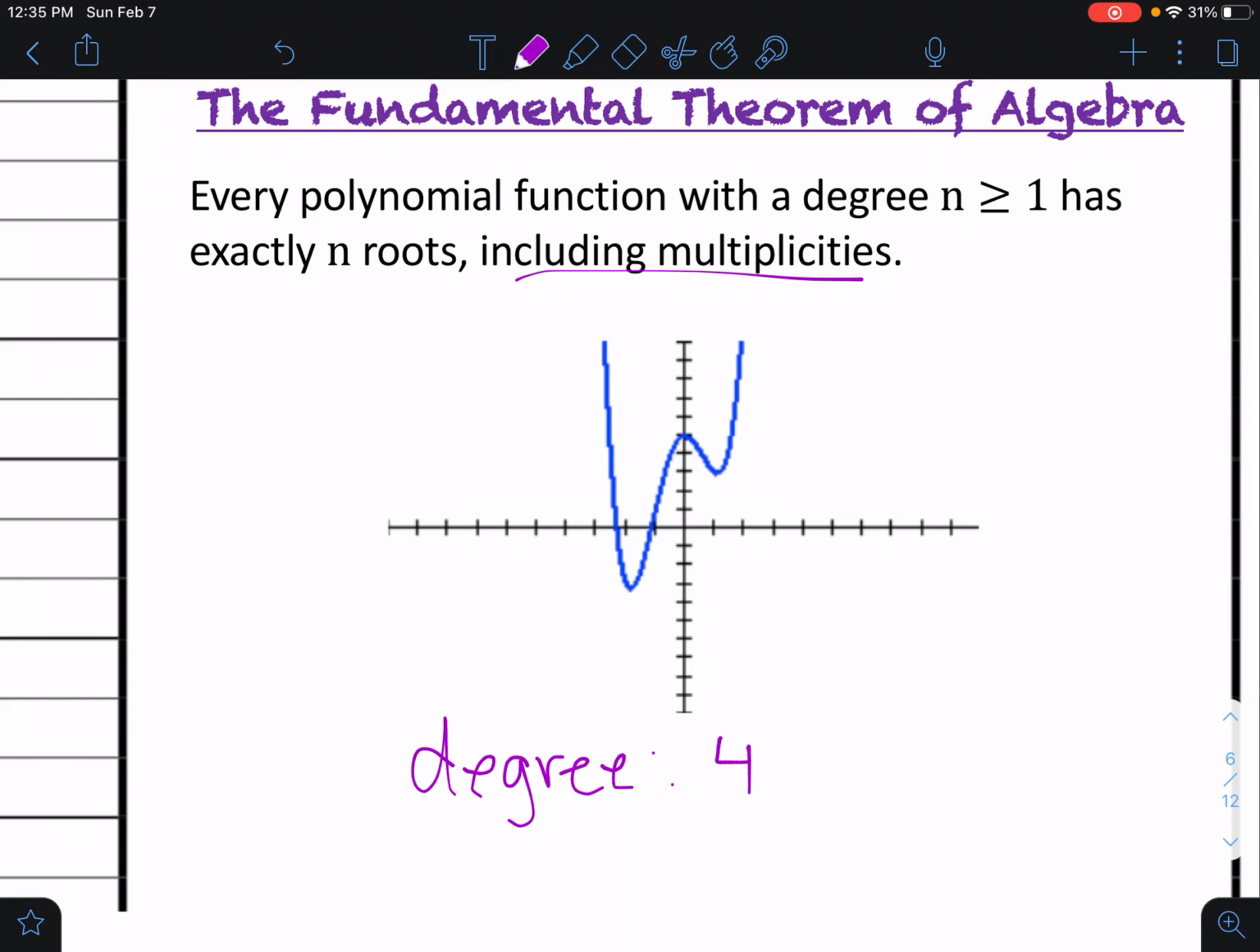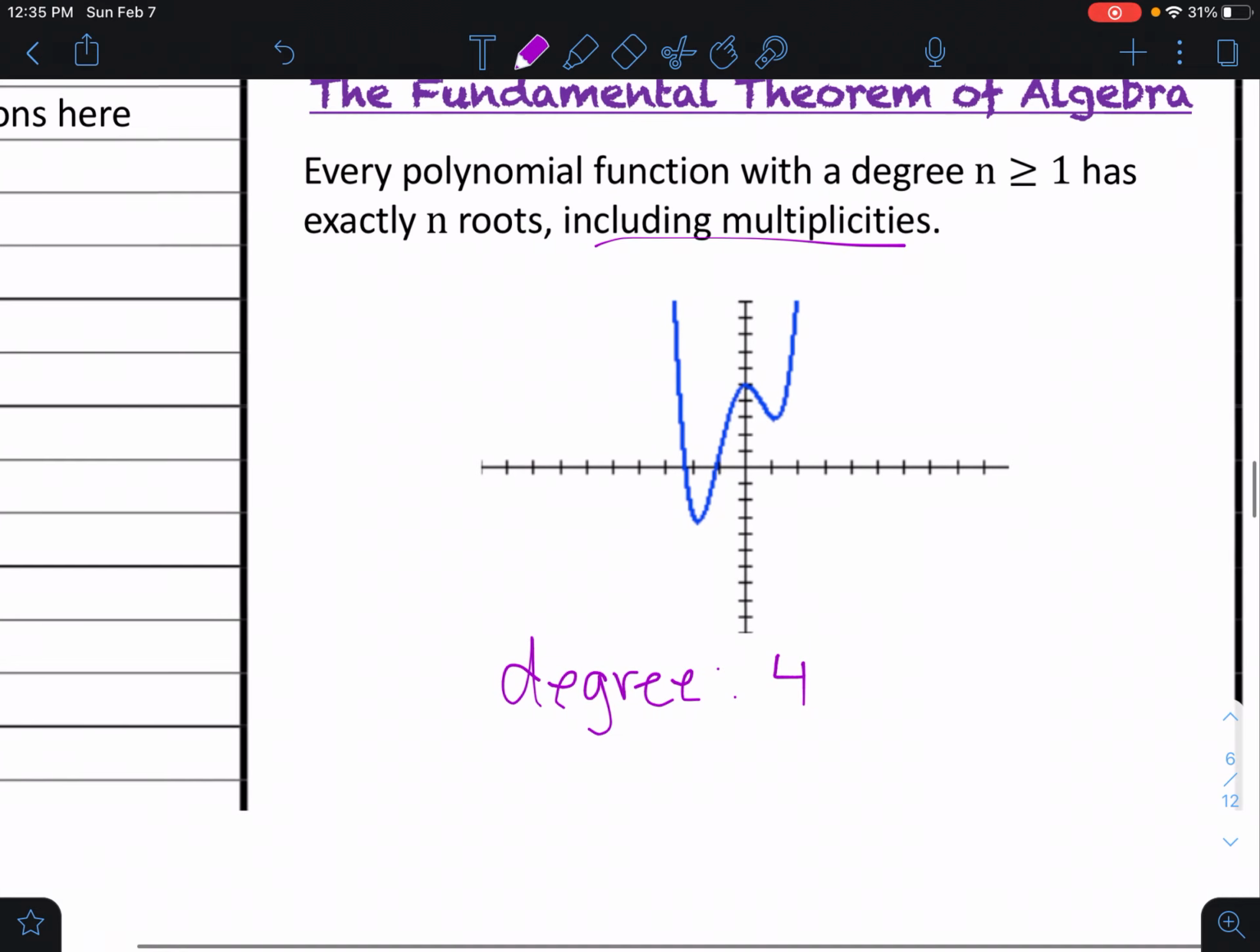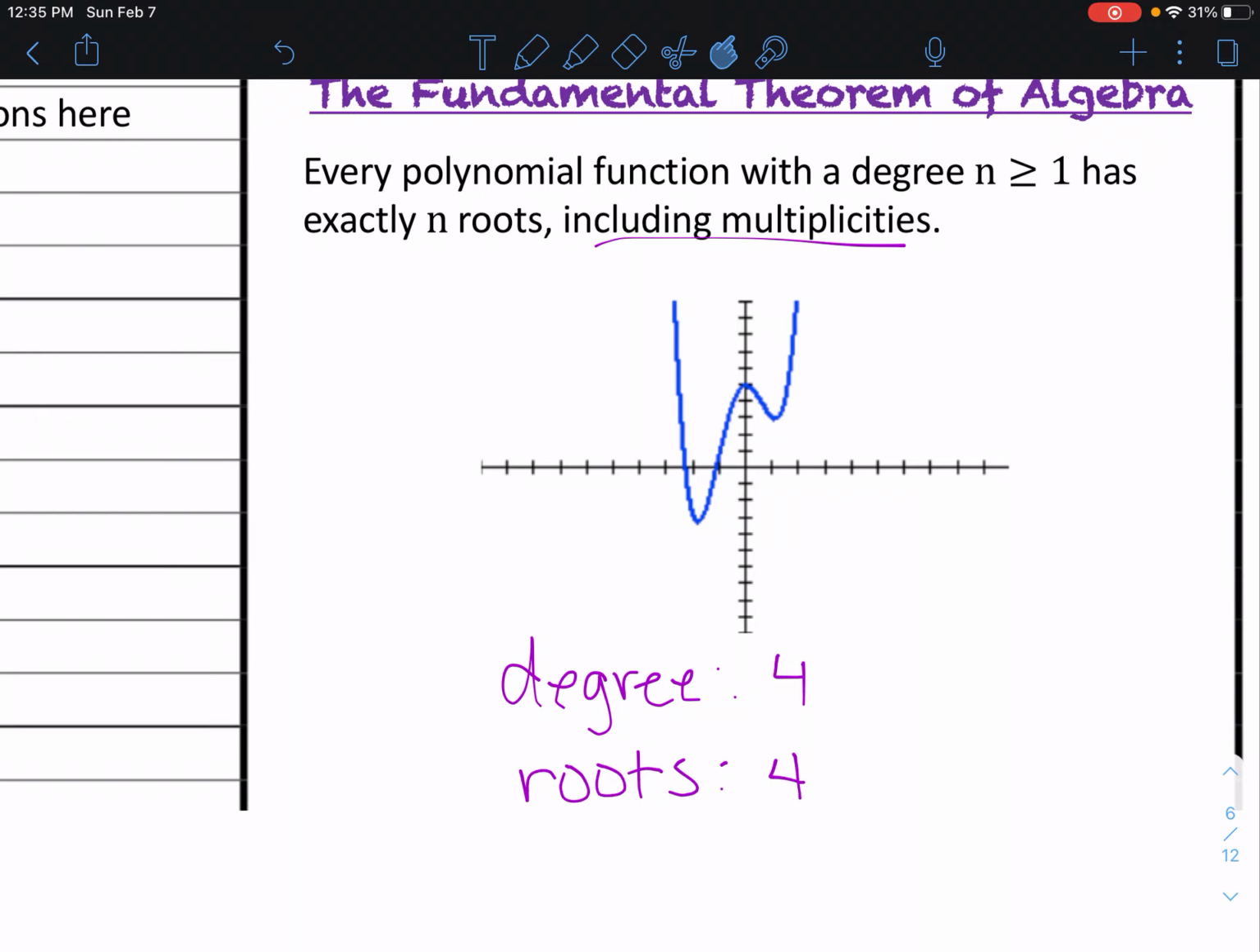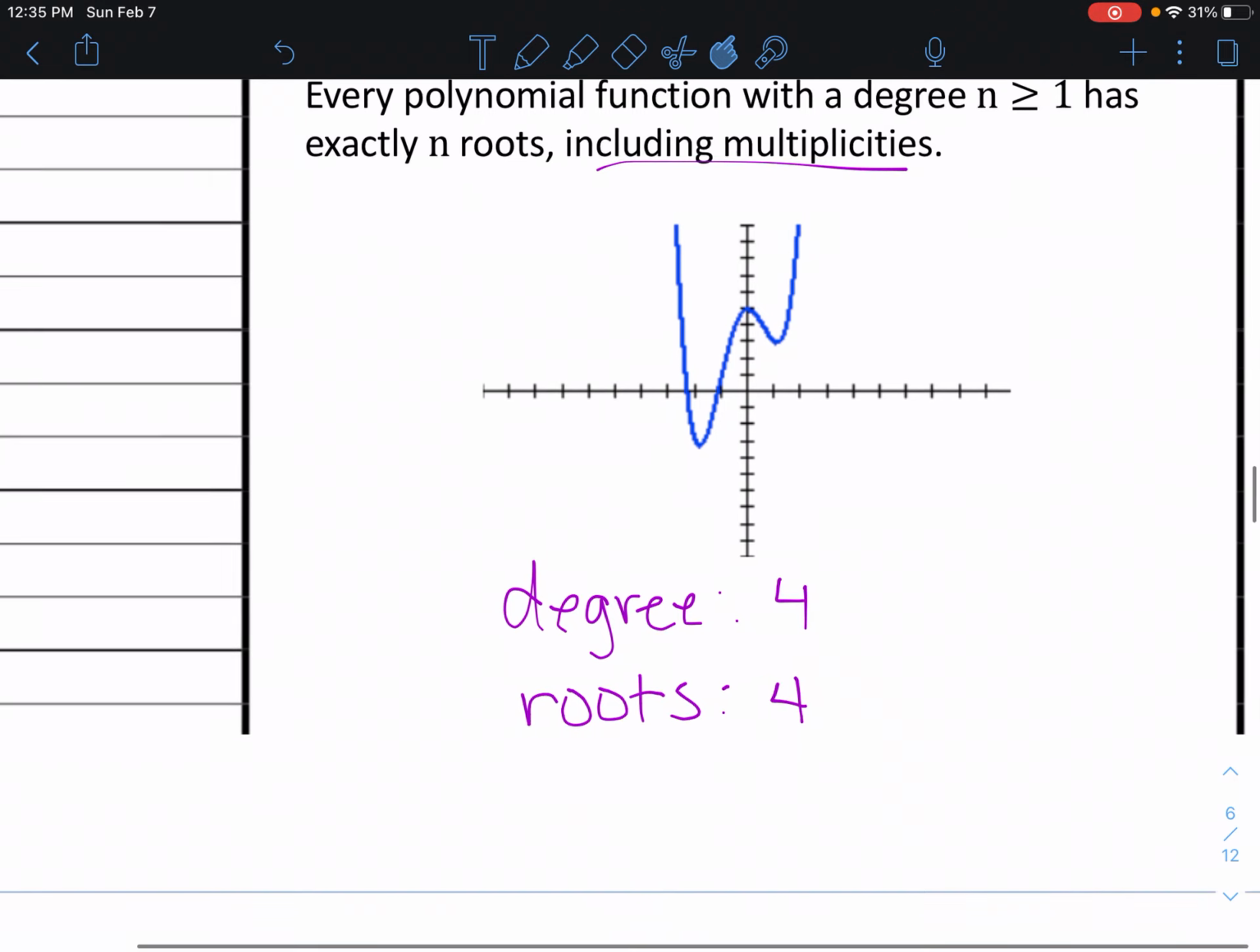Okay, well, how many roots does that mean it has? Total roots. It has 4 roots. Okay. Now, that's a really important thing. Now, some of them are going to be real and some of them will not be, and we'll talk about that here in a second.